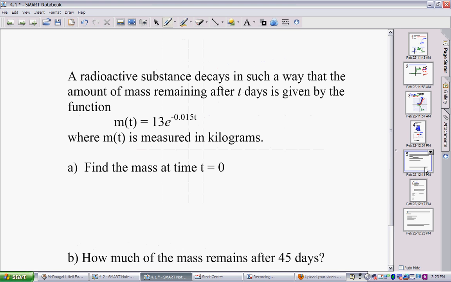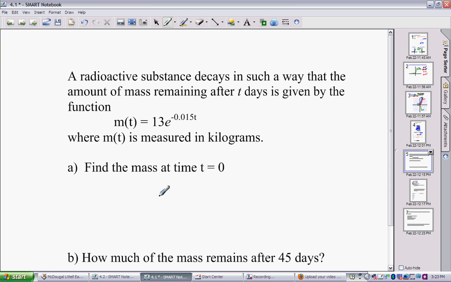We can use e to represent quantities in word problems such as the following. A radioactive substance decays in such a way that the amount of mass remaining after t days is given by the function m of t equals 13e to the negative 0.015t, where m of t is measured in kilograms. So t is the amount of time, mass is the weight of the substance in kilograms.